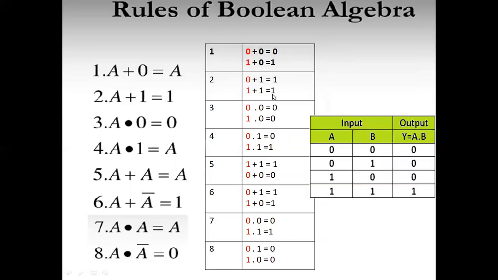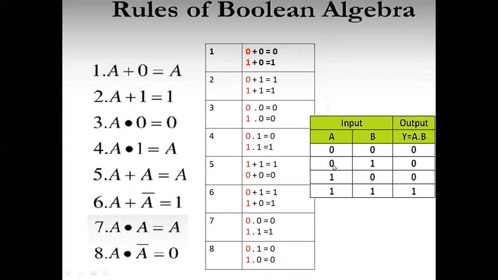Next one is multiplication. A dot 0 is equal to 0, where I am considering A equal to 0 first. So 0 dot 0 is equal to 0 and 1 dot 0 is equal to 0. So using the AND gate, it states that A dot 0 is equal to 0 all the time. Next, A dot 1 is equal to A.